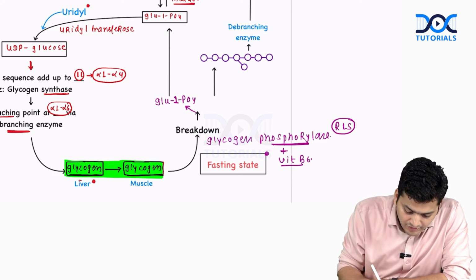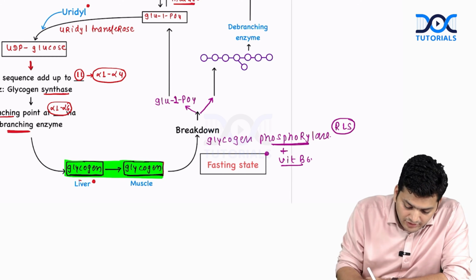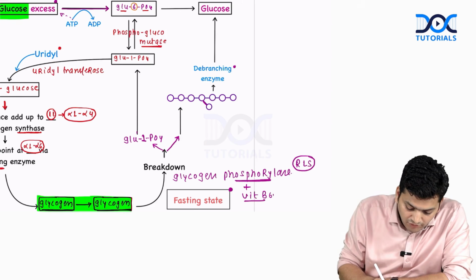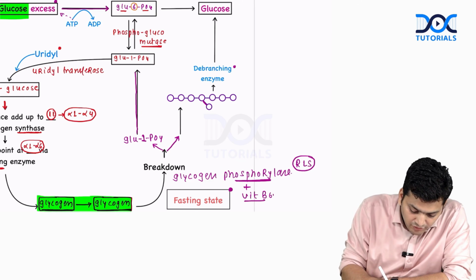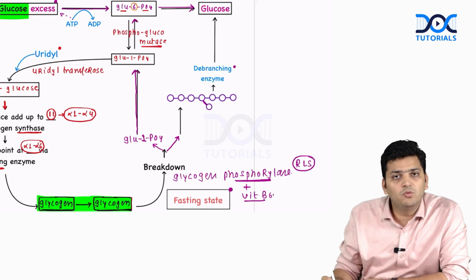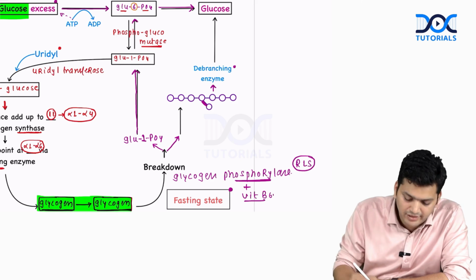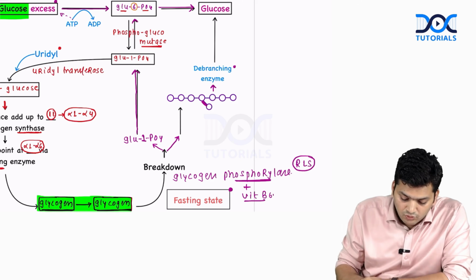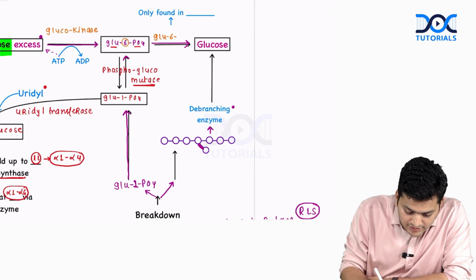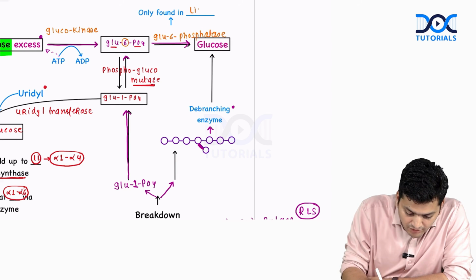Glucose 1-phosphate. Till the point we reach here, when the debranching enzyme cuts here, we directly get the glucose. But what happens with the glucose 1-phosphate? The glucose 1-phosphate can convert into glucose 6-phosphate, and the glucose 6-phosphate can convert into glucose. And when you cut the branching point, you directly get the glucose. To convert glucose 6-phosphate into glucose, we require one enzyme. What is it called? Glucose 6-phosphatase. And this glucose 6-phosphatase is only found in which organ?